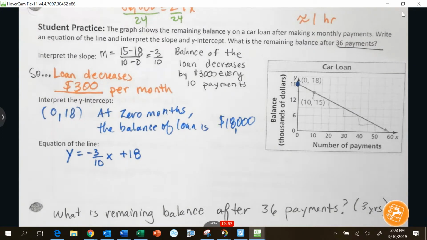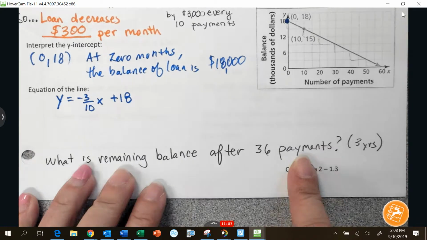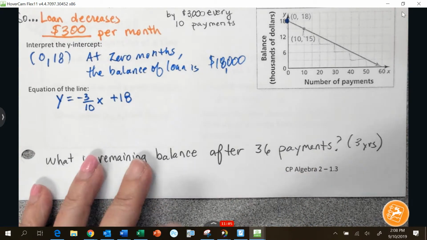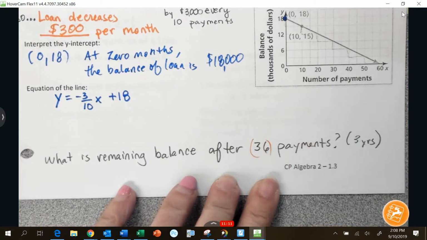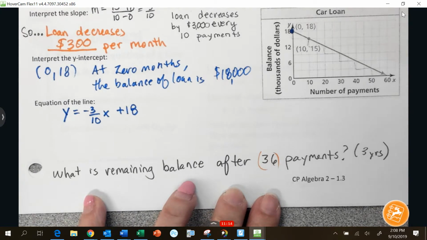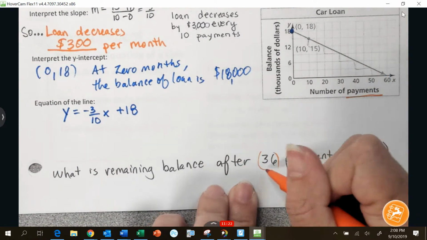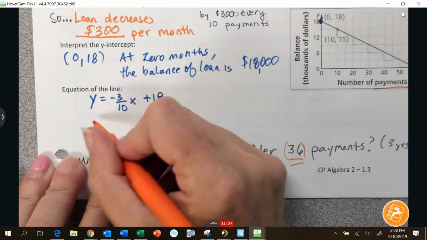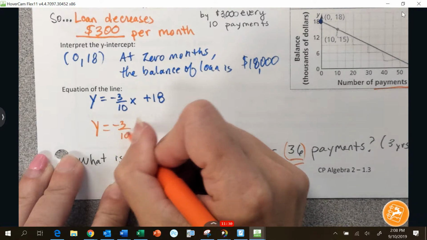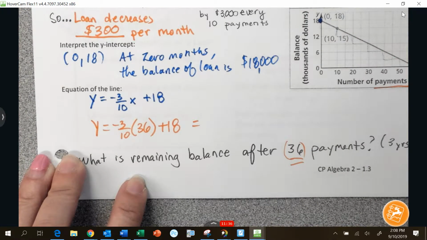And then we found the equation of the line. What is the remaining balance after 36 payments? The remaining balance after 36 payments. So we're going to have to use this equation of the line. We're going to have to plug in 36 somewhere. But why is it x? Because x is the number of payments, and this says number of payments, right? And then y is the money, so we're going to find y. So y equals negative 3/10 times 36 plus 18, and you guys calculate that.